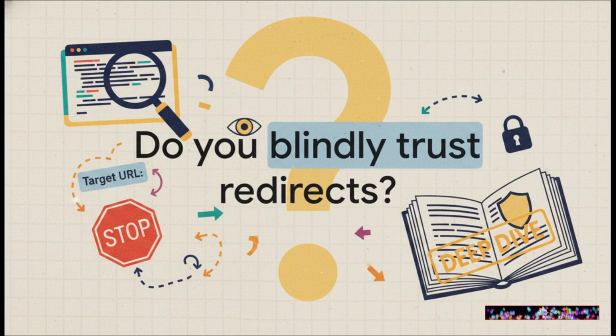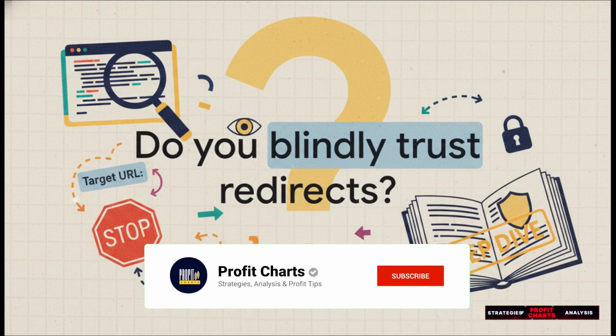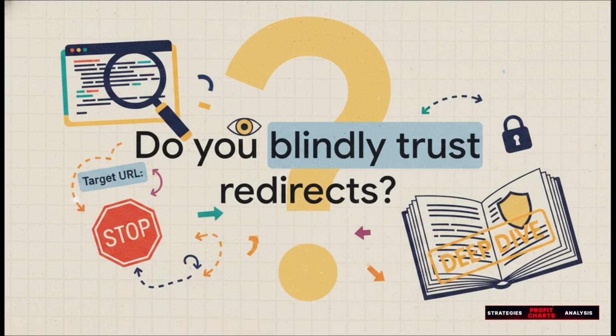So the next time the internet throws up a stop sign and says the previous page is sending you to, are you just going to blindly click through, or will you take that built-in safety moment to actually read where you're going?